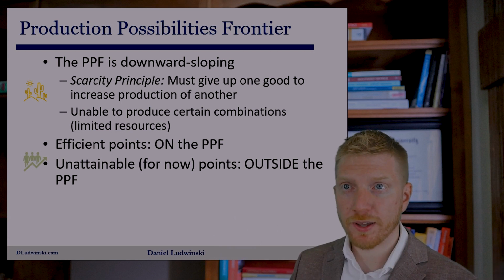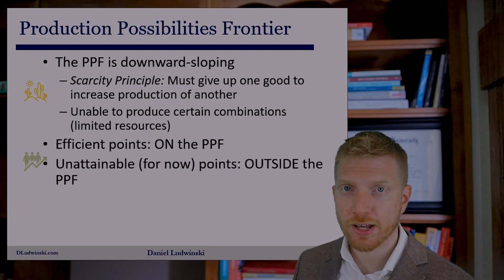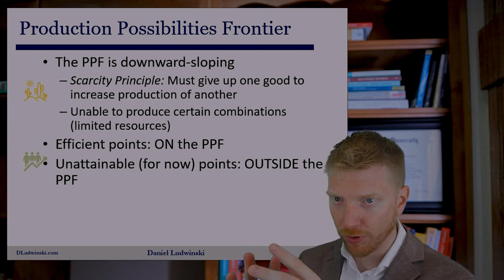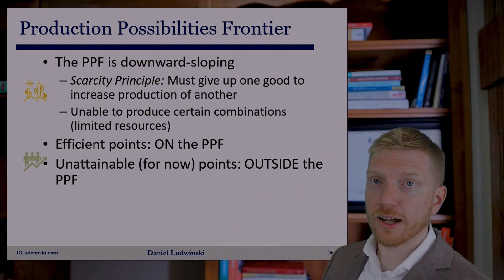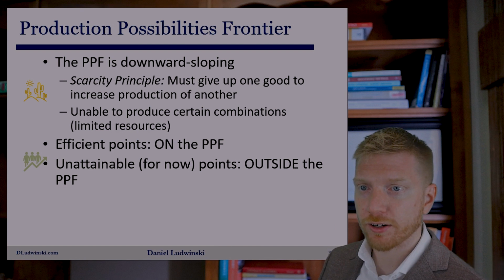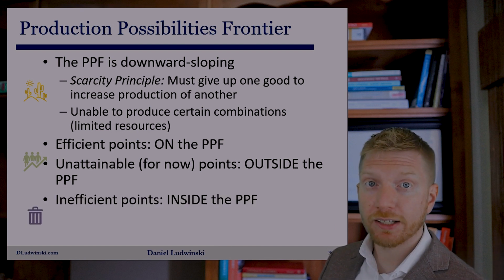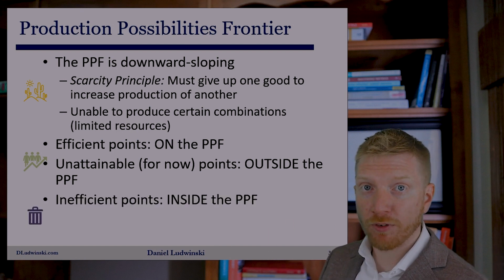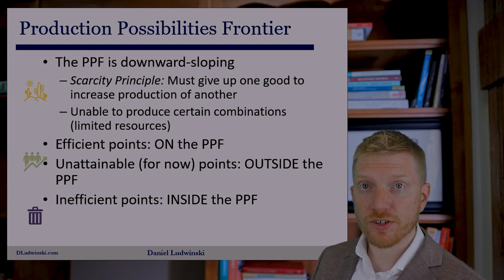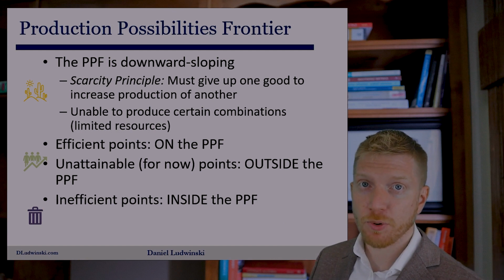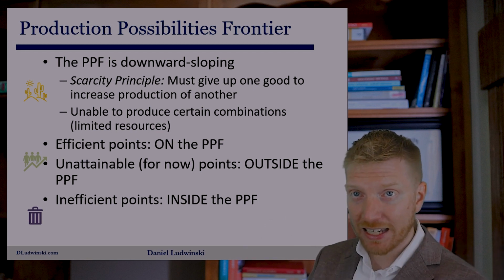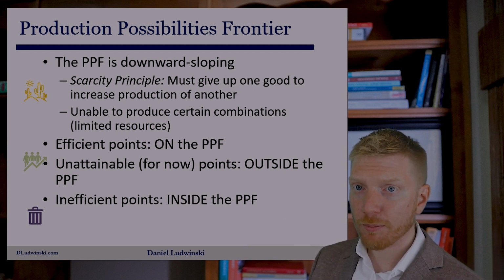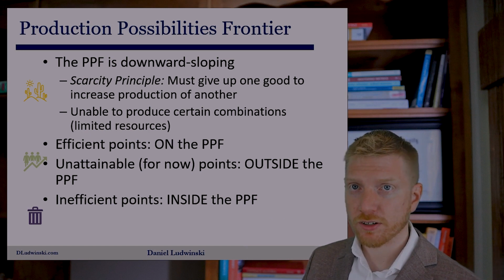Furthermore, the general PPF shows us the points that are unattainable for now, which we'll be getting to soon. These are the points outside of the production possibility frontier. Finally, the production possibility frontier shows us what points are inefficient. These are points that are obtainable. We can do them. They're on the inside of the production possibility frontier, but they are not using resources efficiently.